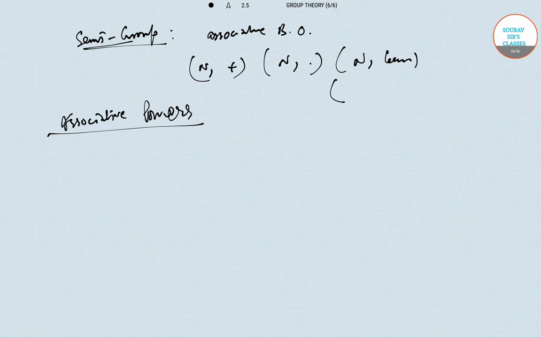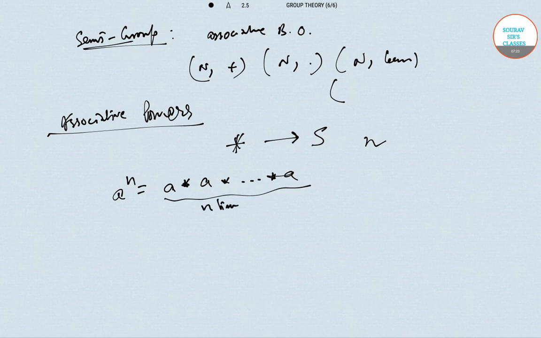Remember that for an associative binary operation, I have explained what is associative and what is a binary operation. It's not only plus or multiplication, any kind of operation can happen. So for a binary operation on a set, and the set is denoted by S, and a natural number n, we define a to the power n as a star a star and so on, how many times? n times. But here it is not a multiplicative structure.